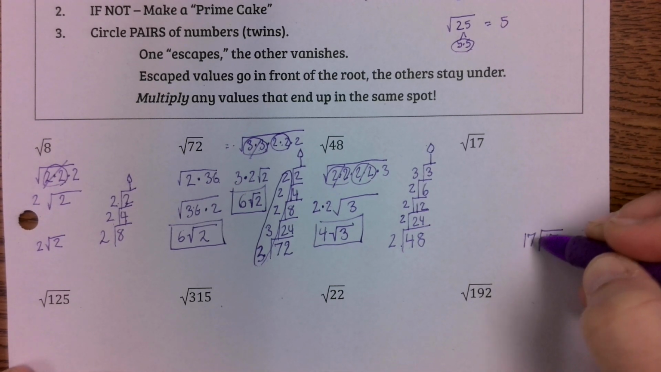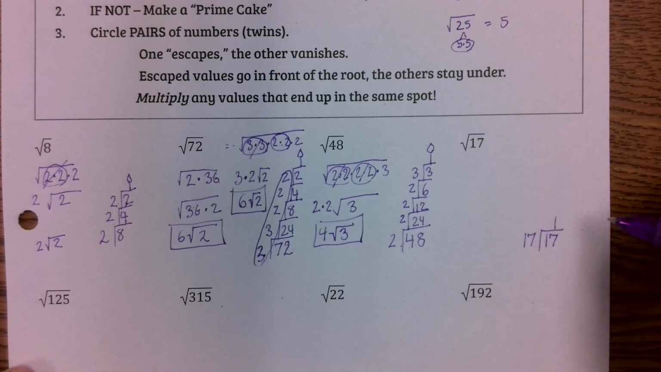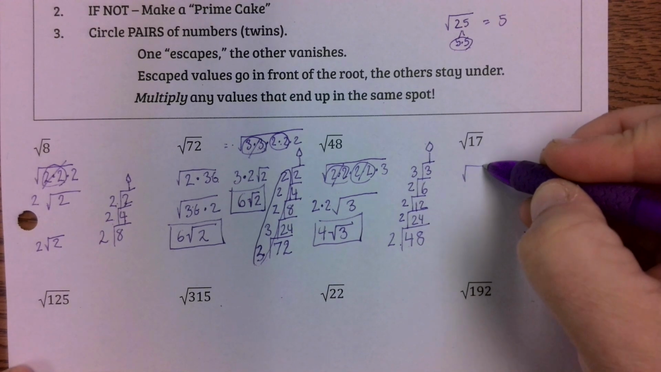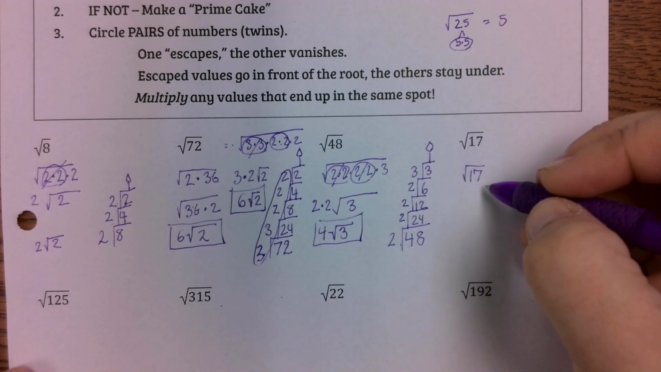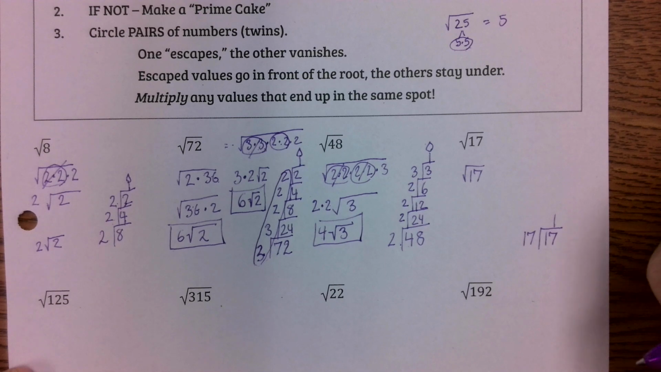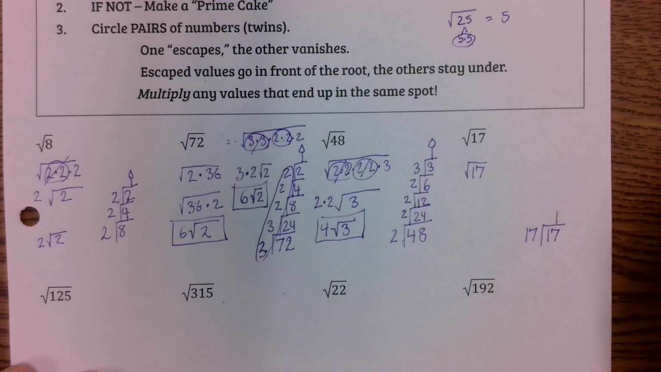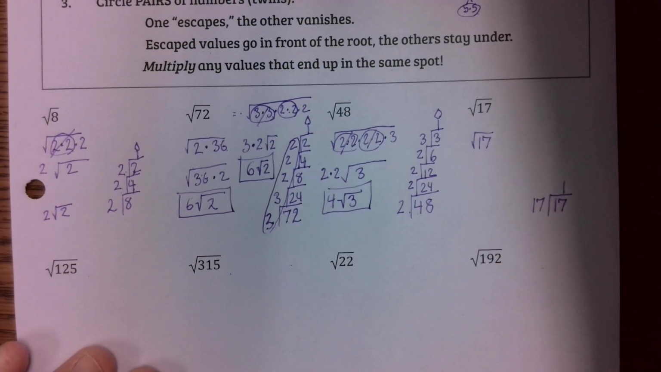It only divides by itself. So 17, I get 1. So the only number underneath is 17. That means it's already in its simplest form. Okay? So if it's a prime number, it's already in its simplest form. It doesn't simplify further.